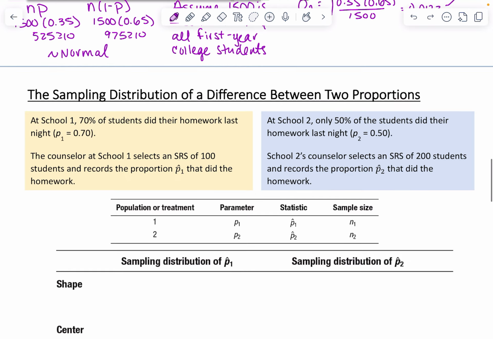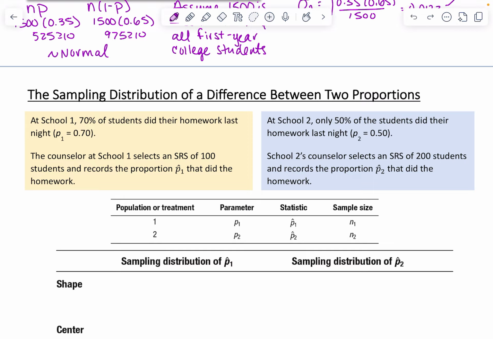So like here, okay, we have school 1, 70% of kids did their homework, so I have P1 equals 0.70. School 2, only 50%. So P2, because it's school 2, is 0.5. We have a simple random sample from school 1, so we have the sample proportion, P hat 1, because school 1. And then we have a simple random sample from school 2, so they'll use P hat 2 for that sample.